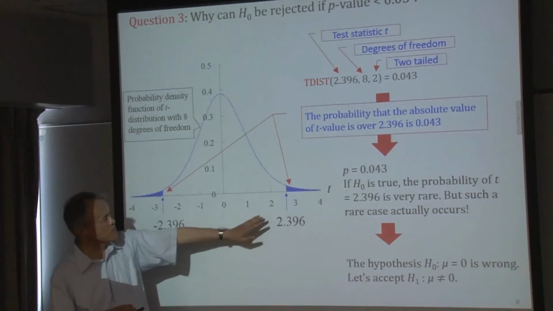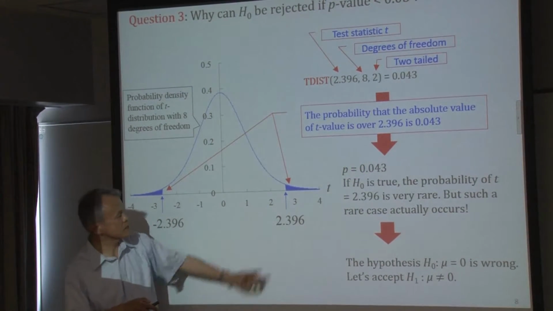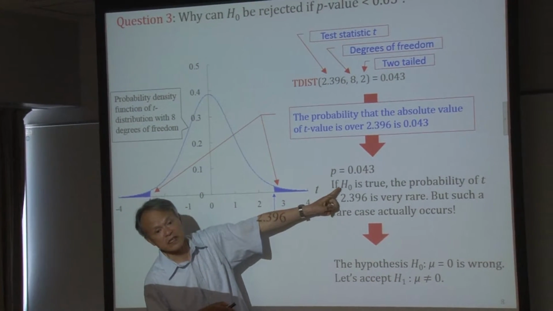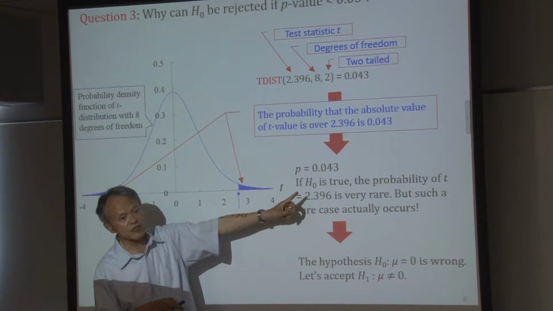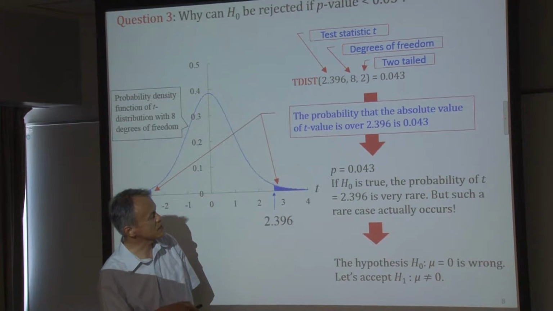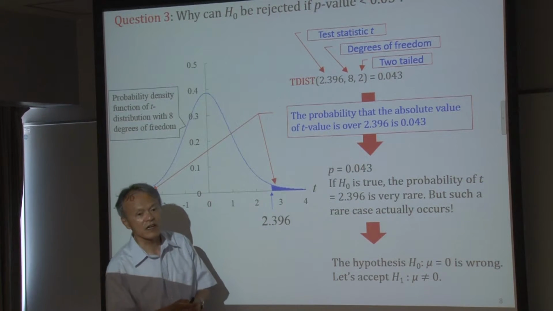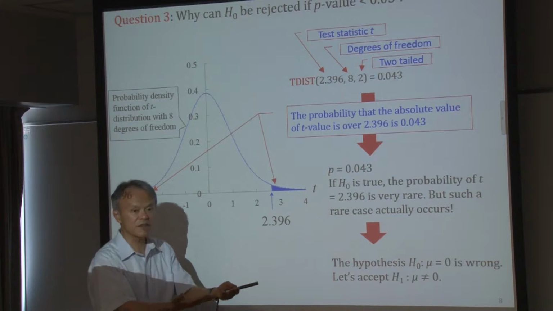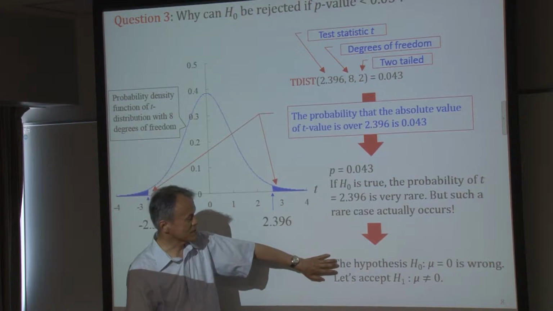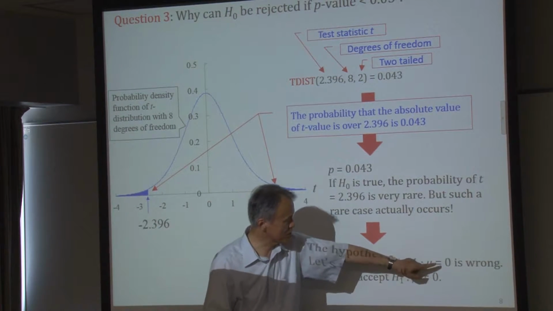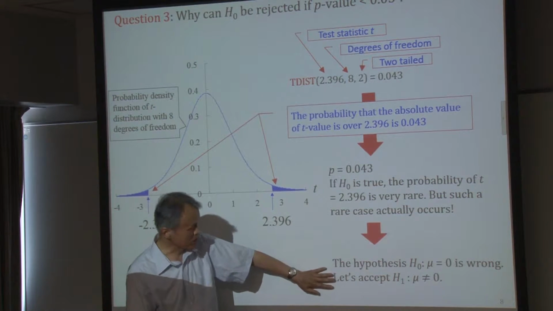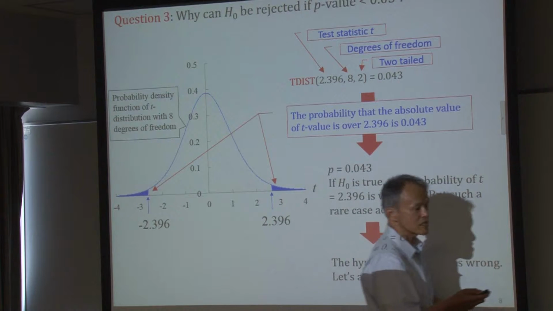So the P value is this area, 0.043. So if the null hypothesis, mu equals 0, is true, the probability of t equals 2.396 is very rare. But you actually have that data. This means that the null hypothesis, H0, mu equals 0, is wrong. And so the alternative hypothesis is accepted. This is a t-test.